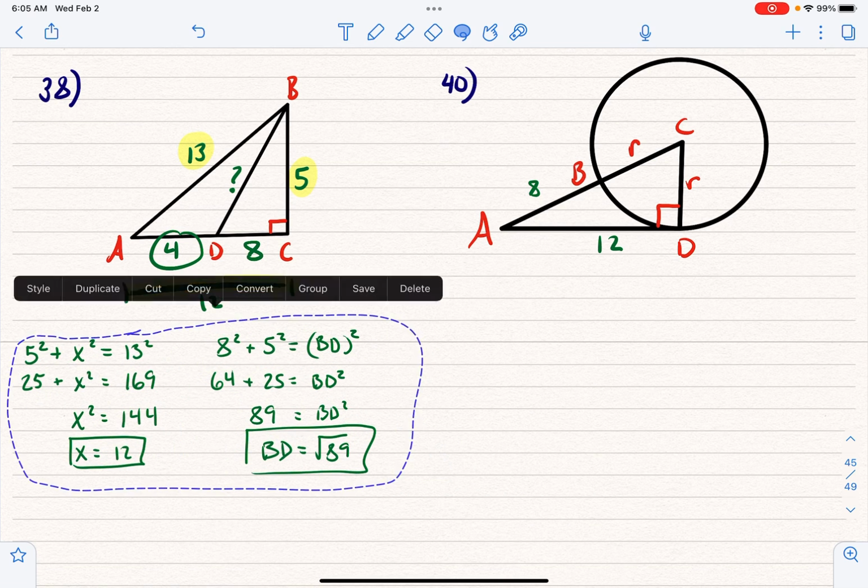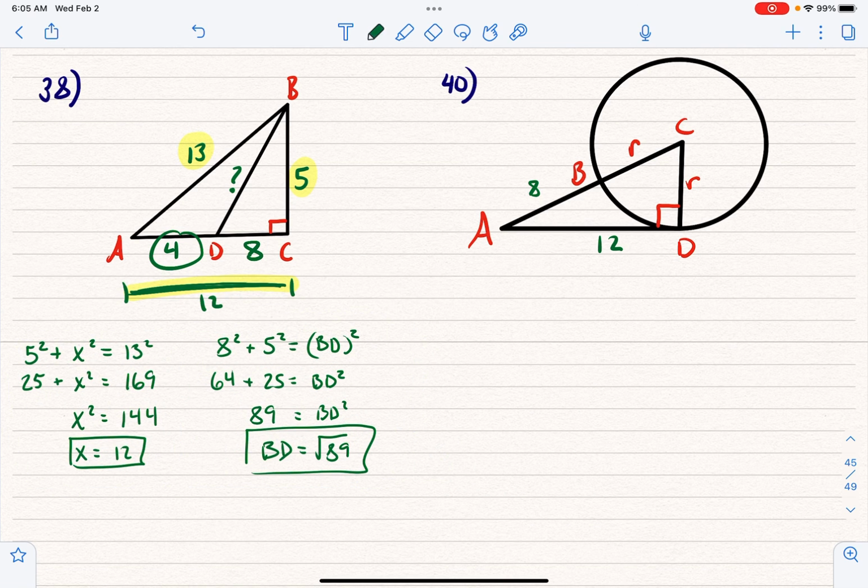Let me move this out of the way a little bit. And then I love these because they look so much harder than they are. These are really not hard. The r squareds always drop out, so it makes these so much easier. We've got to figure out what r is. So we know that r squared plus 12 squared is equal to, I'm going to switch that around, r plus 8 squared.